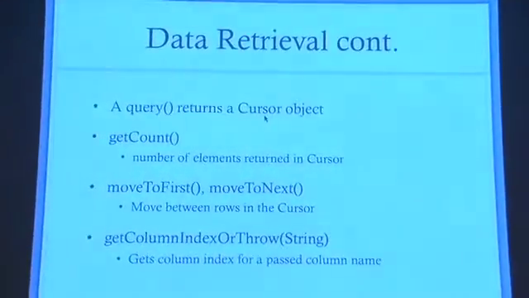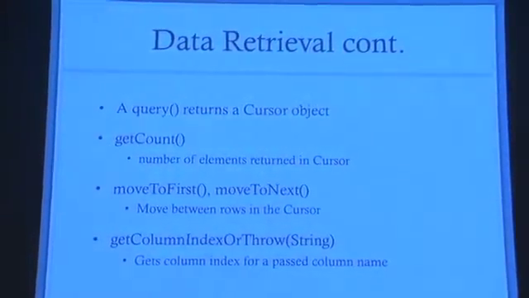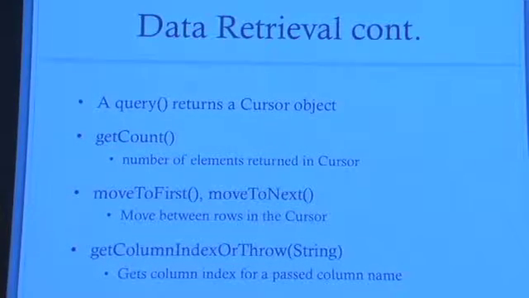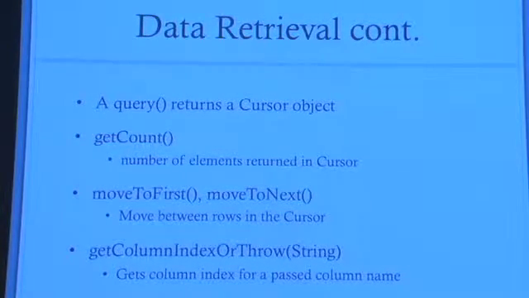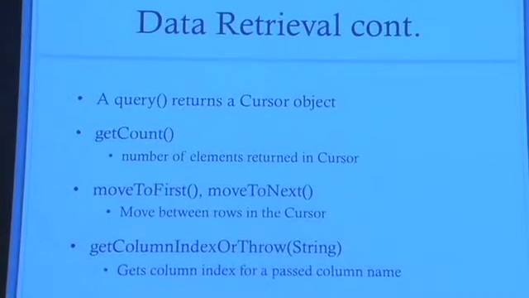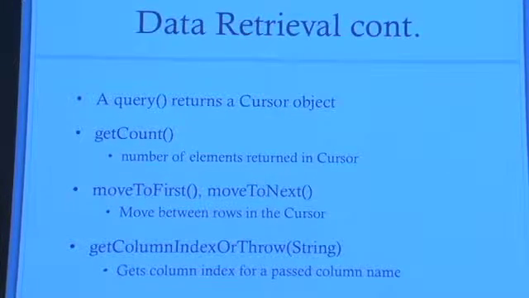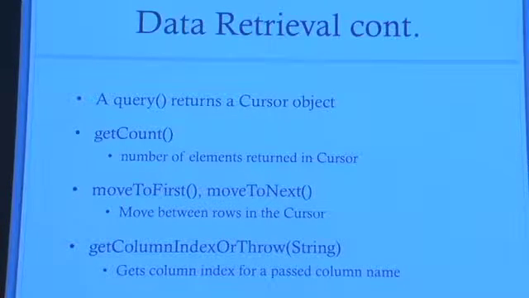So a query returns a cursor object, and once you have that cursor object, you can use these methods on it. getCount is a method of the cursor class, and that will return the number of elements that are in the cursor. Then you can move between the rows of the cursor by doing moveToFirst and moveToNext. And this one here, getColumnIndexOrThrow, is an important method that will get you the column index for a passed column name. I'll show you how that's used in my program.